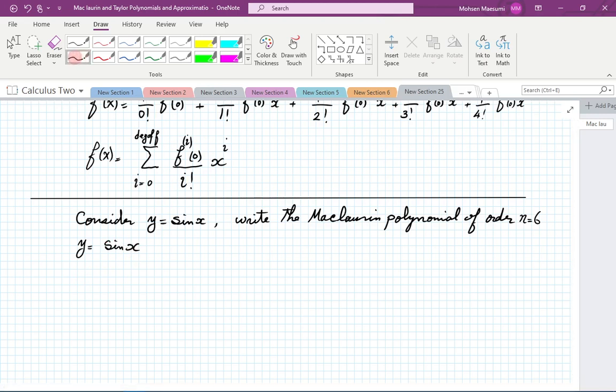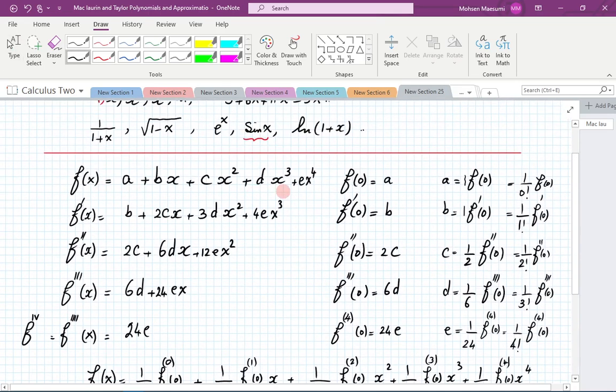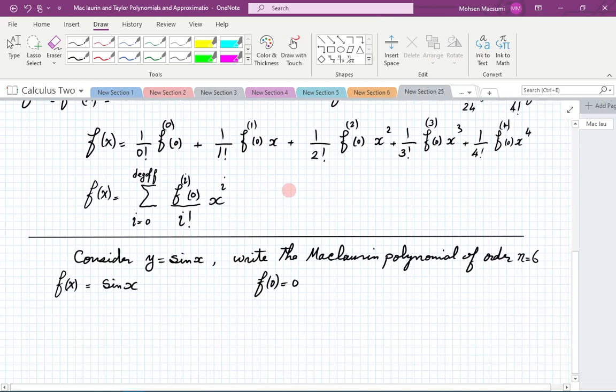Let's refer to this as f of x again, just so that it matches the formulation that we have up here. So what is f of 0? That's exactly what we did here. We had a function, we calculated it at 0, we calculated its derivative, calculated the derivative at 0, and so on. We found our coefficients and put them in this formula. So that is exactly what we are going to do.